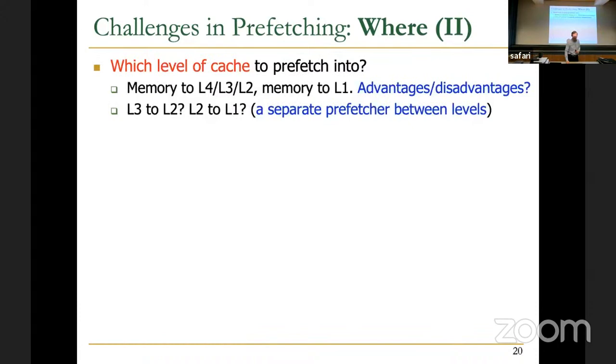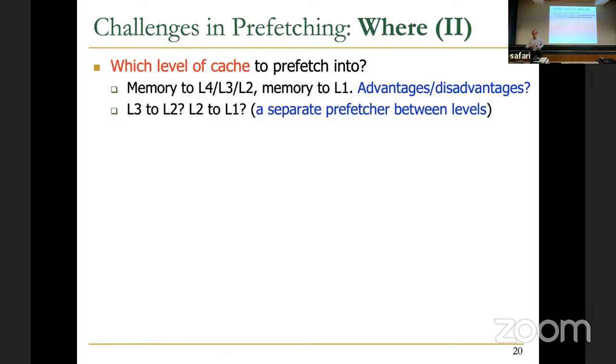Okay, I'm moving on. And then there's another where, which is which level of cache or where in the cache hierarchy to prefetch into. We kind of discussed this. Do you prefetch from memory to L4, L3, L2, or memory to L1 directly? Memory to L1 tends to be quite aggressive because L1 is very small. Usually memory prefetchers that prefetch data from memory prefetch into L4, L3, or L2. And then there's a separate L2 to L1 prefetcher that tries to be, let's say, more judicious in what gets into the L1 because L1 is very small, right?